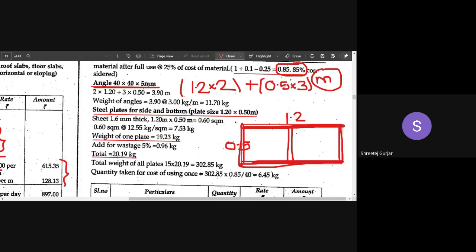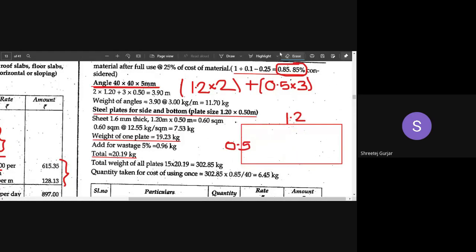So what is the total in running meter? Now can you calculate this in your calculator and tell me what is the total value of this? 3.9. Okay, so that is how you have arrived at this 3.9, which they have written over here. Can you see 3.9 is written on your screen? So weight of the angles. The weight per meter of this angle is given as 3.